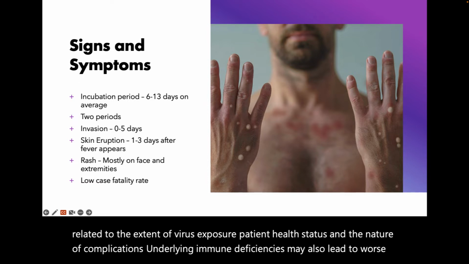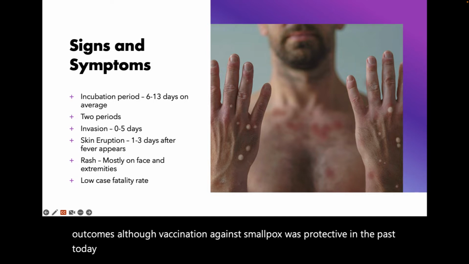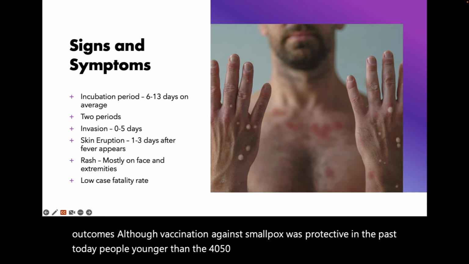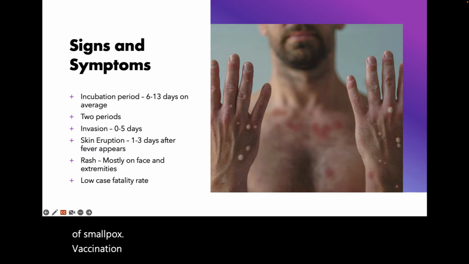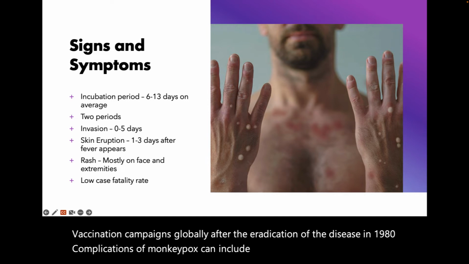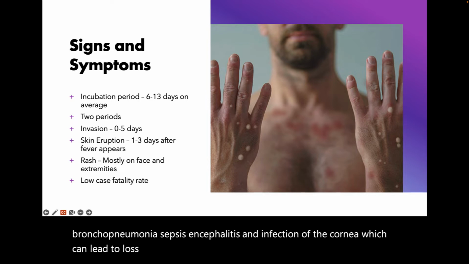Although vaccination against smallpox was protective in the past, today people younger than 40 or 50 years old, depending on the country, may be more susceptible to monkeypox due to the cessation of smallpox vaccination campaigns globally after the eradication of the disease in 1980. Complications of monkeypox can include secondary infections, bronchopneumonia, sepsis, encephalitis, and infection of the cornea, which can lead to loss of vision. The extent to which asymptomatic infection may occur is unknown at this point.